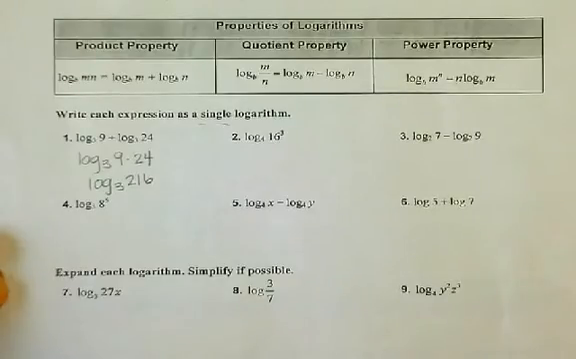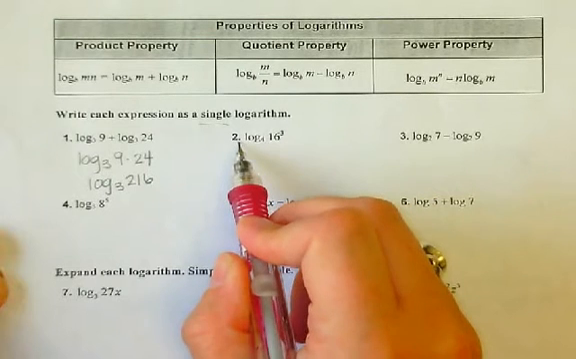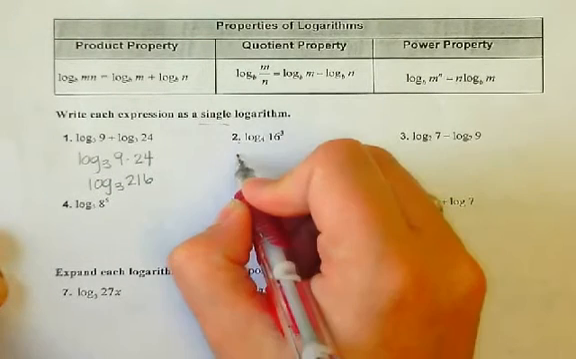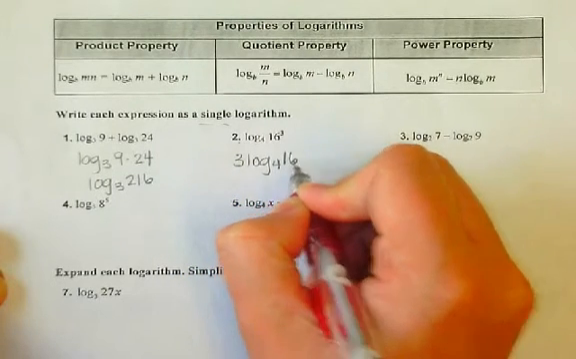For problem number 2, notice I have an exponent, so I'm going to move my exponent to the front of my logarithm. So 3 log base 4 of 16 is my solution.